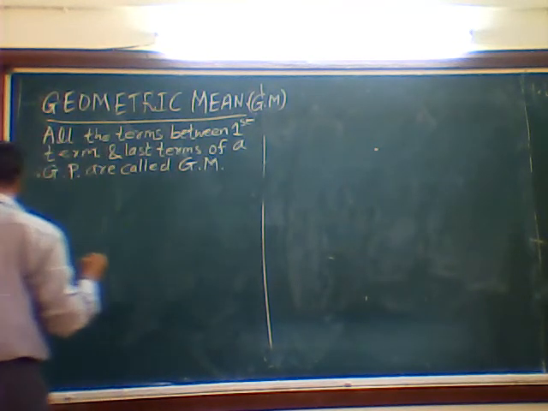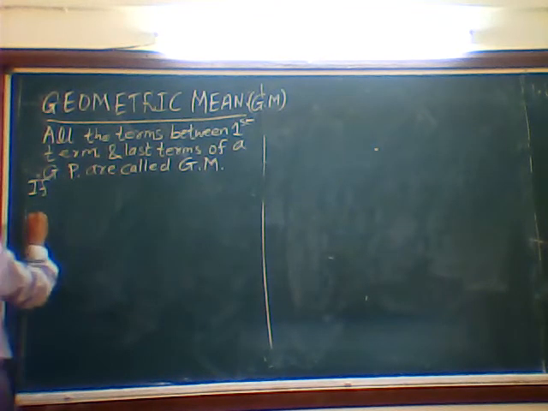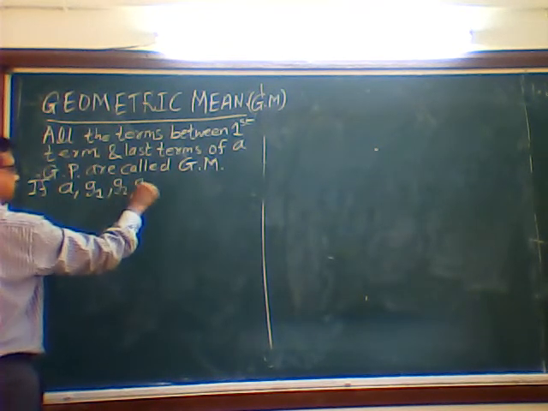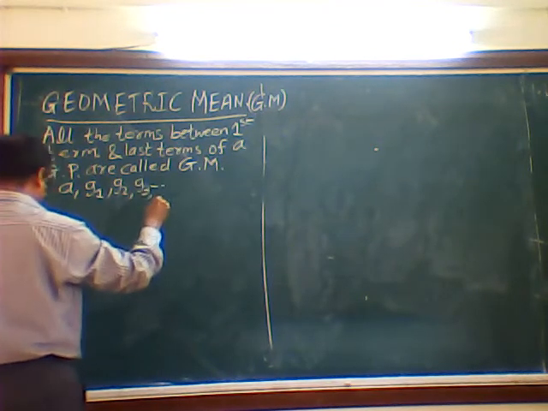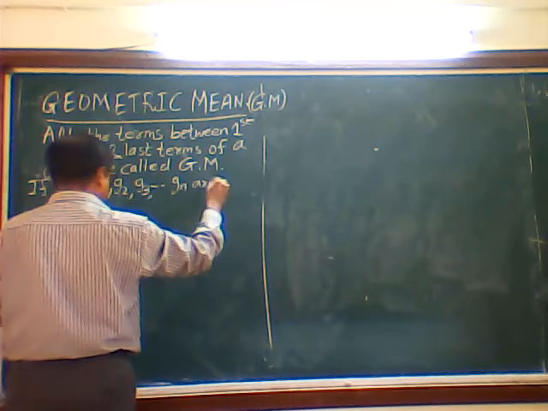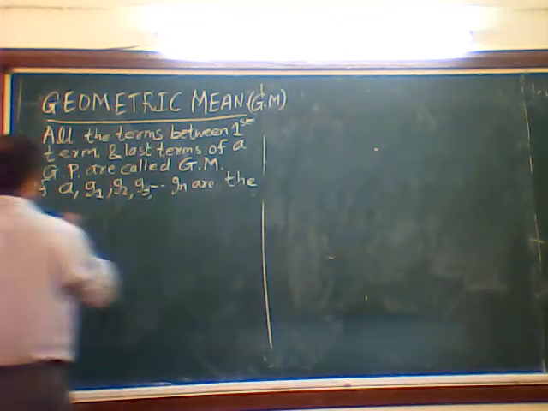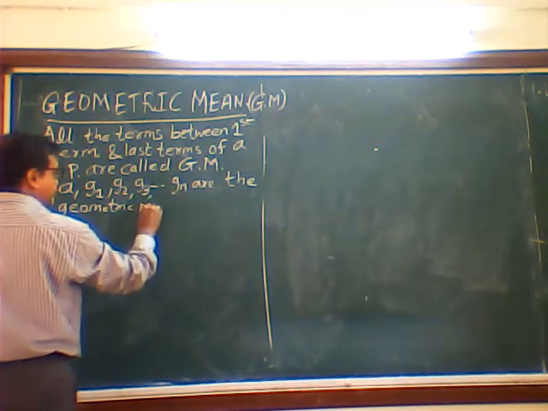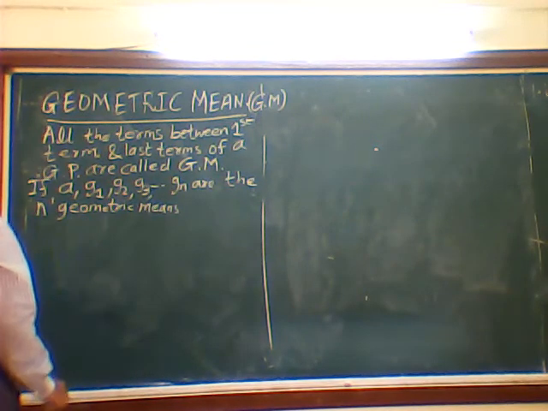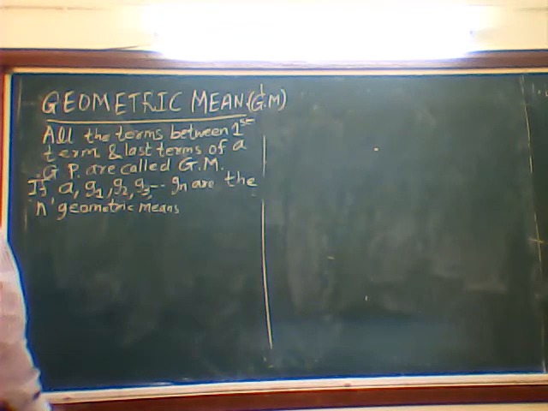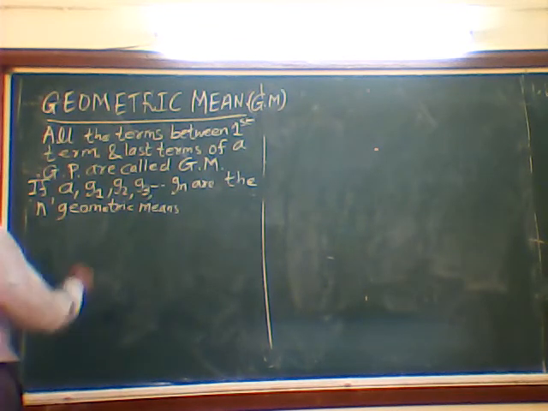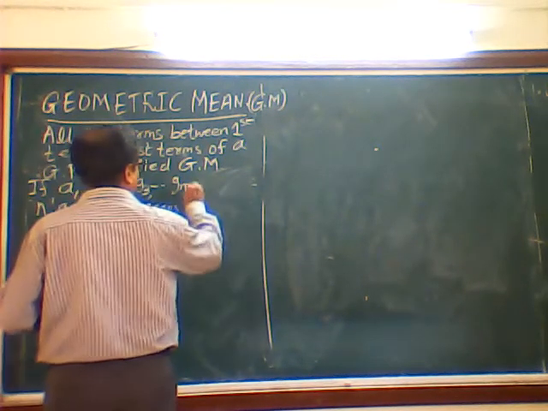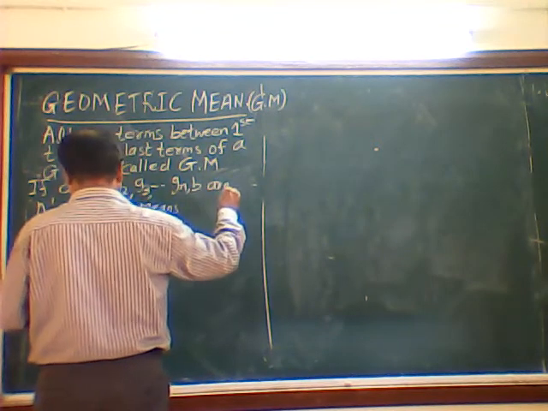Okay, GM. Okay, if a, G1, G2, G3, dot, Gn are the n geometric means, one minute, if a comma, write here a comma b, b are in GP.